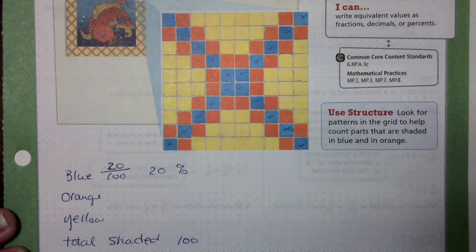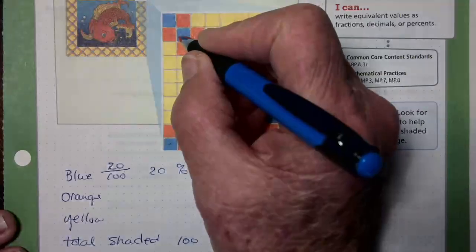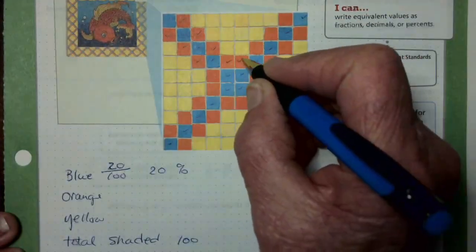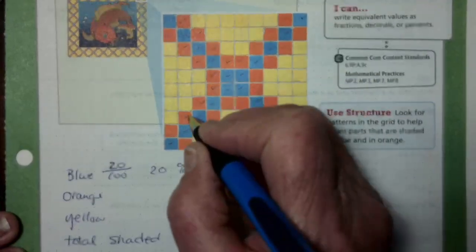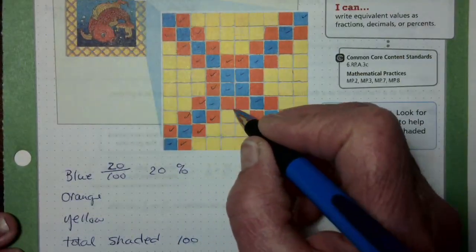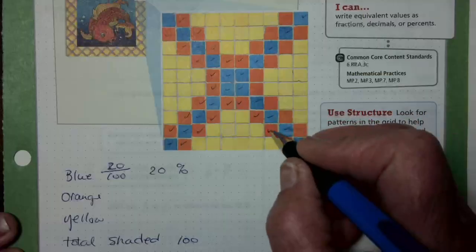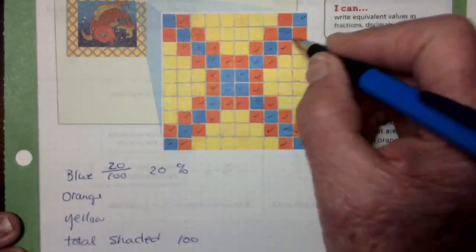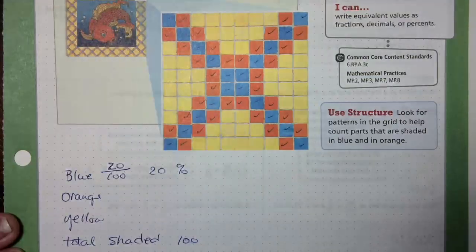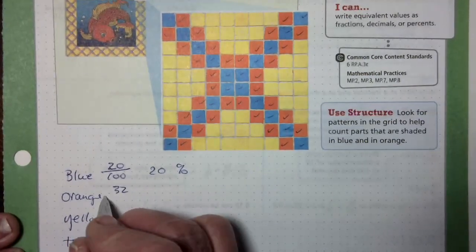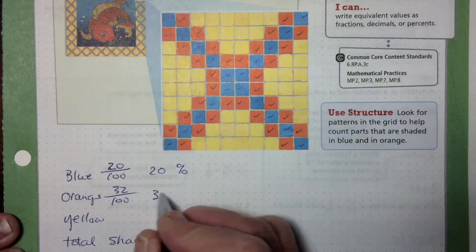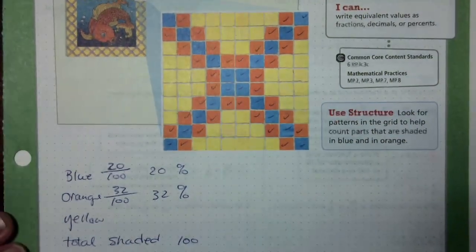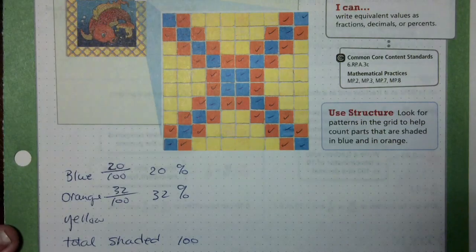Let's do the orange. I'm going to start up here in the top left. 1, 2, 3, 4, 5, 6, 7, 8, 9, 10, 11, 12, 13, 14, 15, 16, 17, 18, 19, 20, 21, 22, 23, 24, 25, 26, 27, 28, 29, 30, 31, 32. There's 32 out of 100, so that's 32% orange. See why it's good to mark them off?